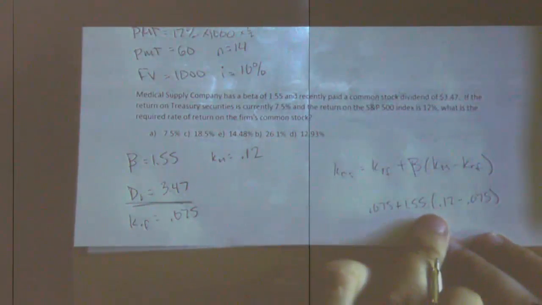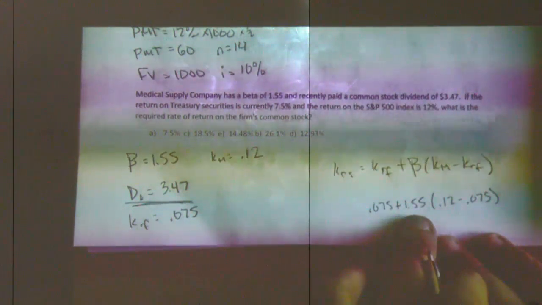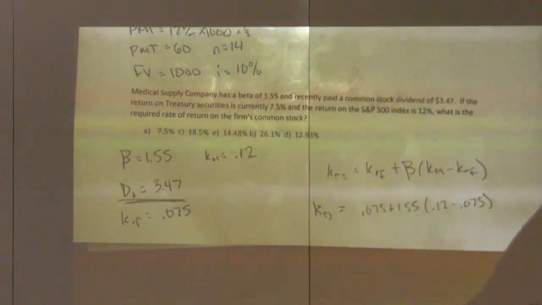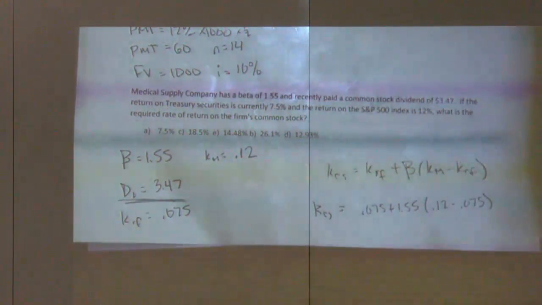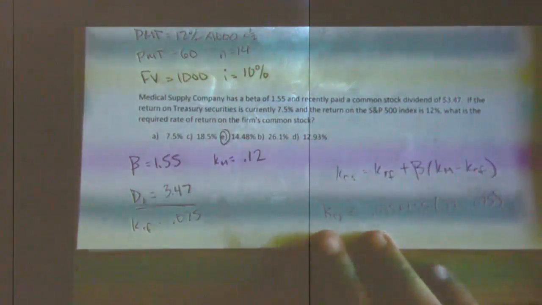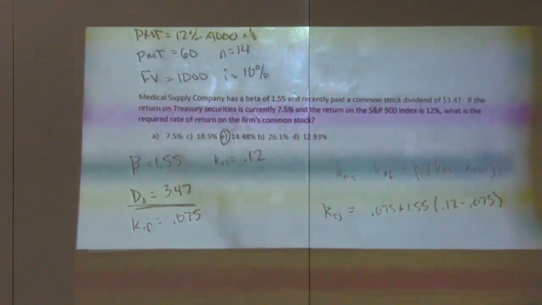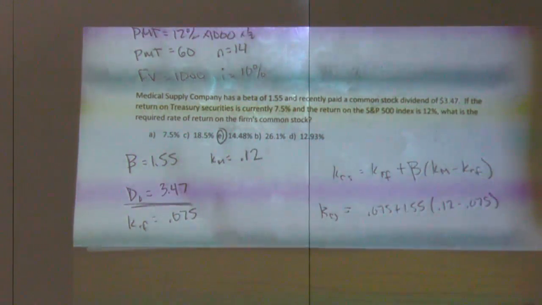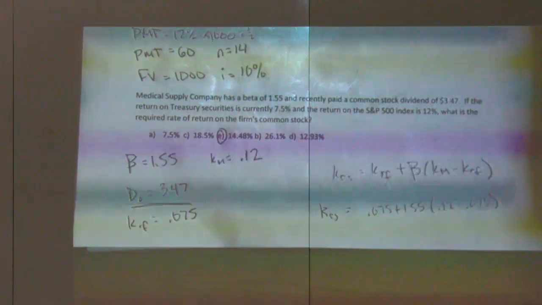So here, what I suggest doing on the calculator is doing the parentheses first, multiplying it by the 1.55, and then adding that 0.075 at the end. So this should be 14.48% when you do all the calculations. This one is kind of tricky. You just want to realize that usually when you see a problem that gives you a beta, that's a good hint to use the CAPM equation. Does that make sense, everyone? Cool.